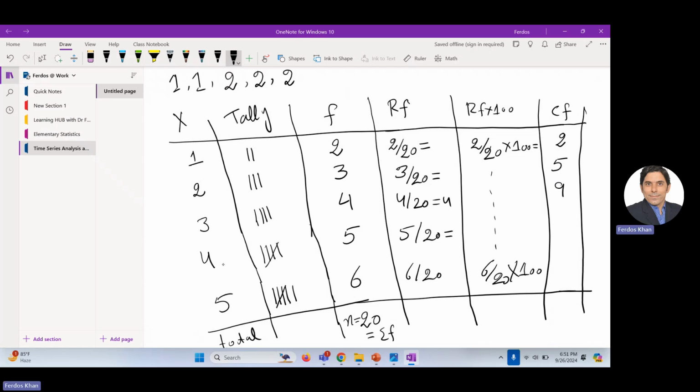And for the fourth observation, the frequency is 5 plus all these previous frequencies, which is 9. So 5 plus 9 makes 14. And similarly, for the last observation, the frequency is 6, so 14 plus 6 is 20. So this is all about how to construct a frequency table for ungrouped data, then how to construct relative frequency, and finally how to calculate cumulative frequency for ungrouped data.